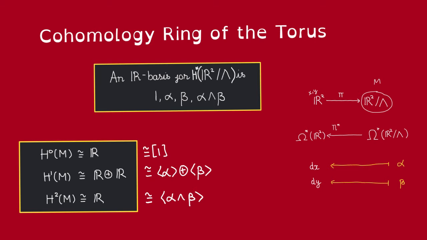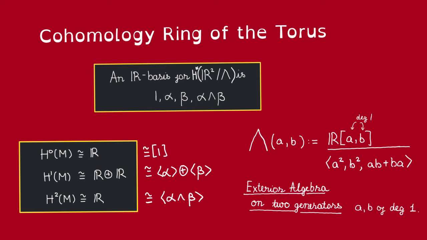Now the ring structure of this cohomology ring is already implicit from this description, because the multiplication just corresponds to the wedge product, right? If we want to be more explicit, we can say this cohomology ring is isomorphic to the exterior algebra on two generators of degree 1. These correspond to alpha and beta. This ring is generated over the real numbers by alpha and beta, subject to the following relations, which are really just properties of the wedge product: a squared is 0, b squared is 0, and ab is equal to minus ba.